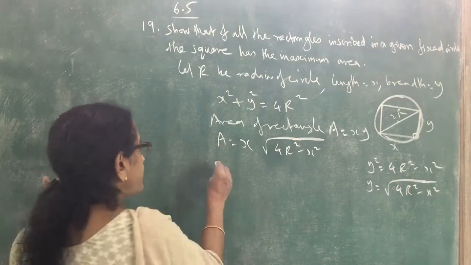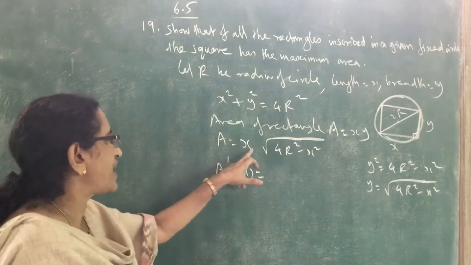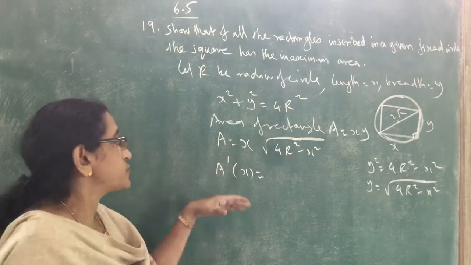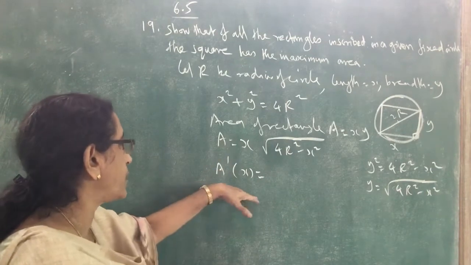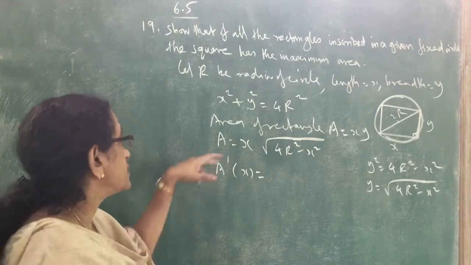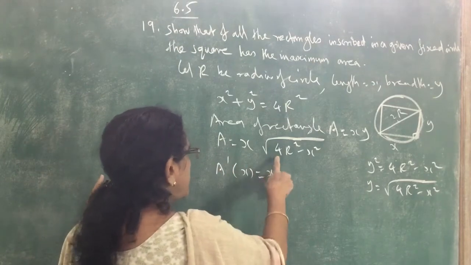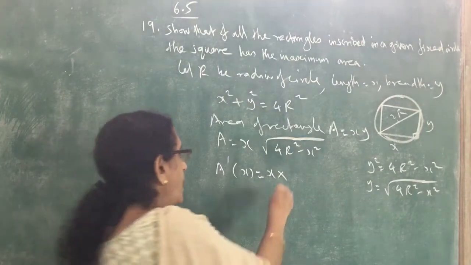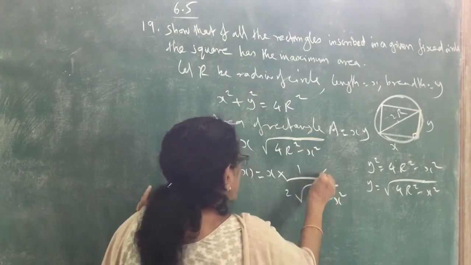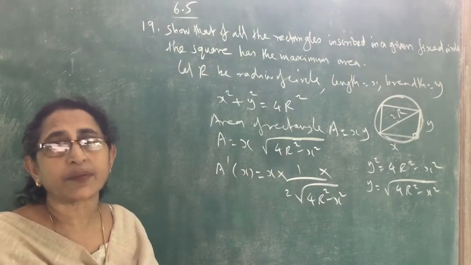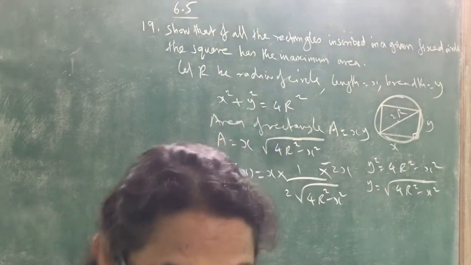So first we find the first derivative, A dash x. Area is a function of x, A of x, so we are differentiating with respect to that variable x. So A dash x equal to, remember that r is a constant. Here we have to apply the product rule: first function into derivative of second, derivative of root x is 1 by 2 root x. 1 by 2 root of 4r square minus x square into derivative of 4r square minus x square, that is minus 2x.